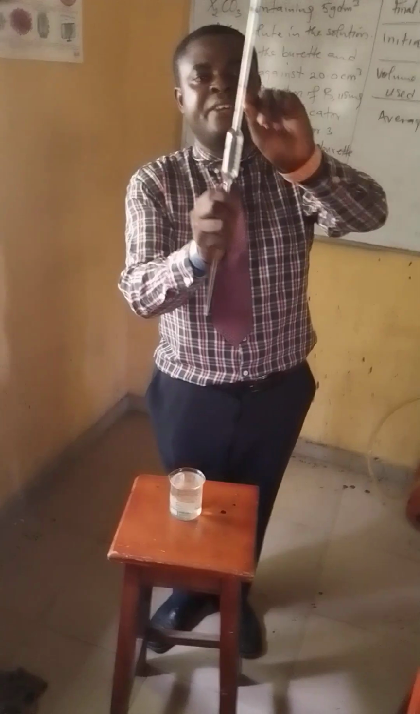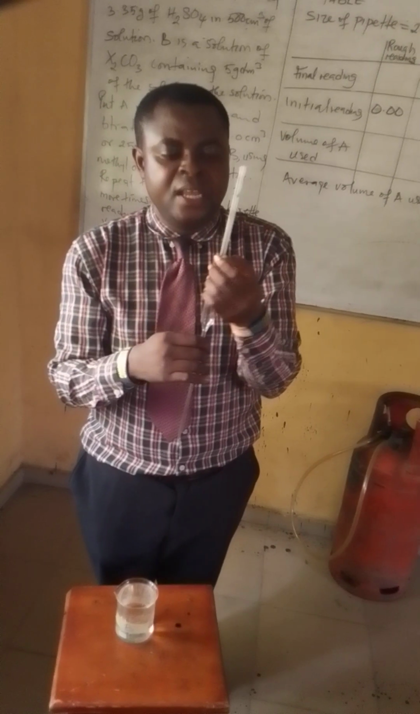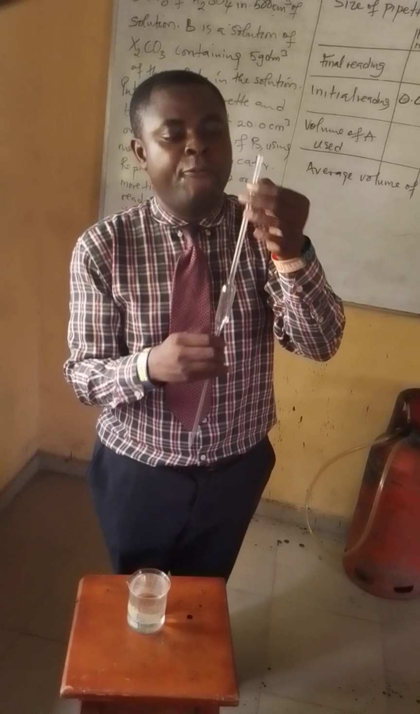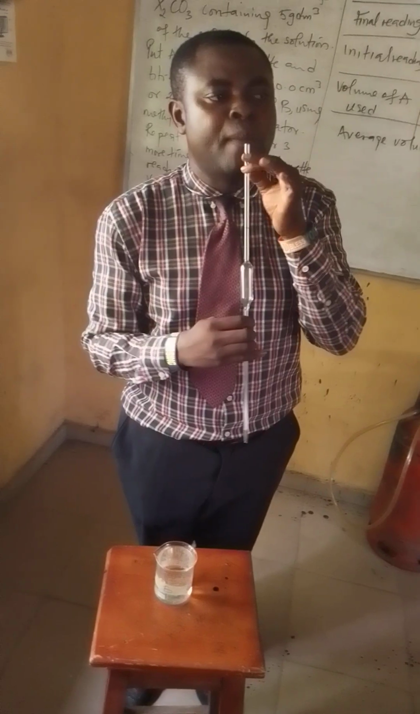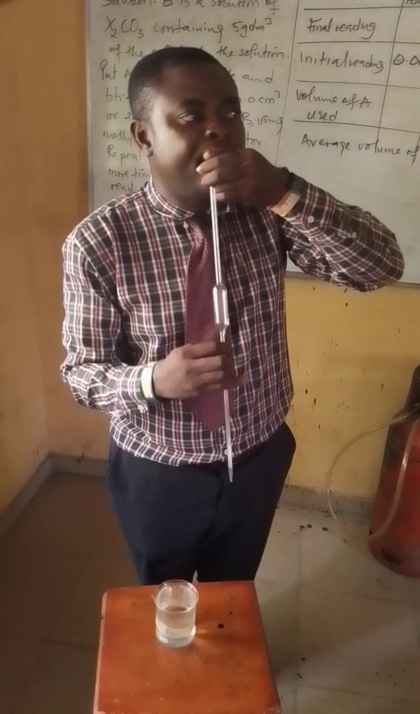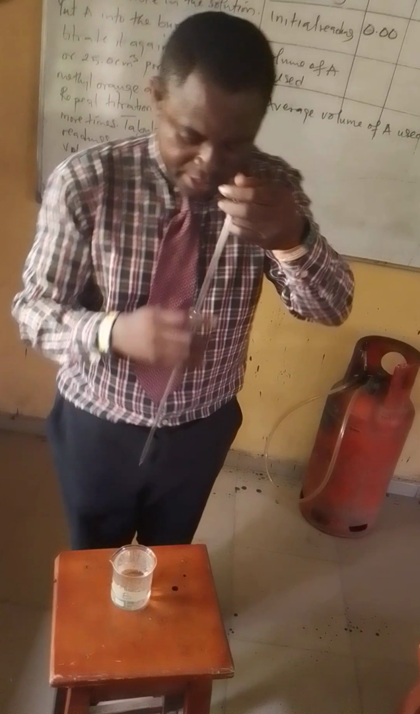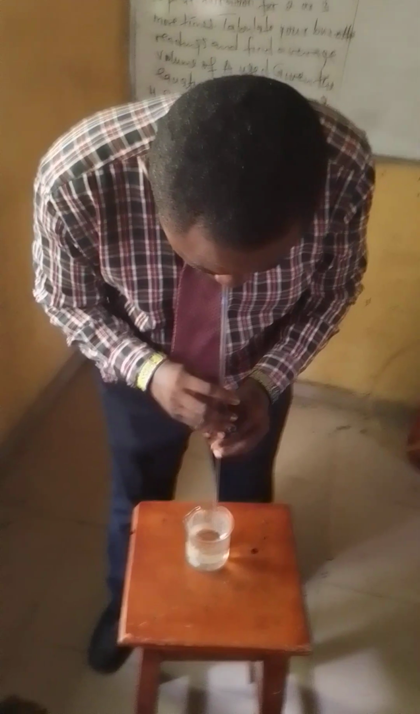Then watch, there is a ring here. To suck, I will use this to suck the bead. Then I will suck it above the mark properly, then use my tongue to hold it. After holding it, I use my hand to hold it, before I take it there. See what I want to do now.